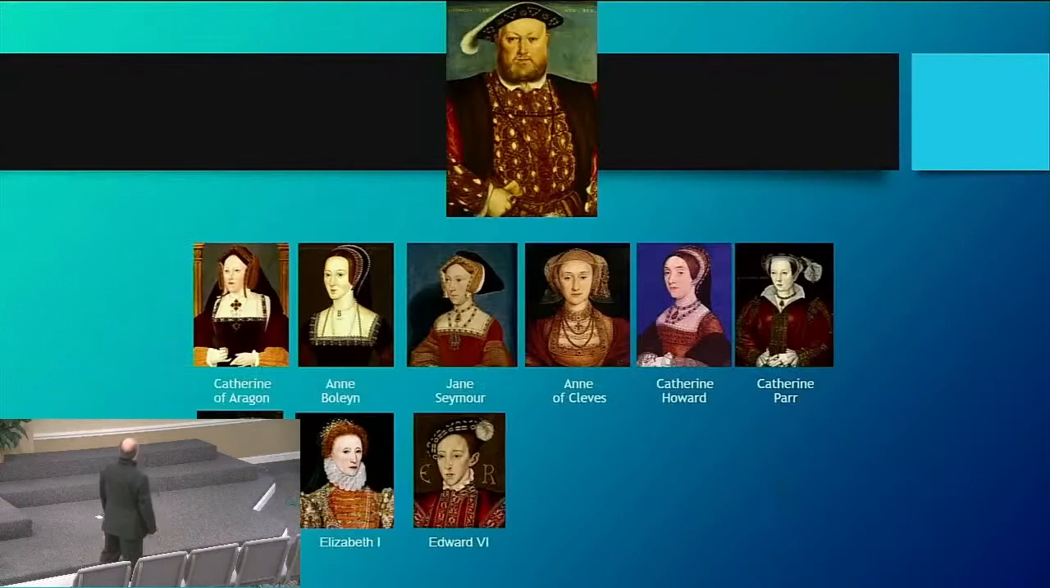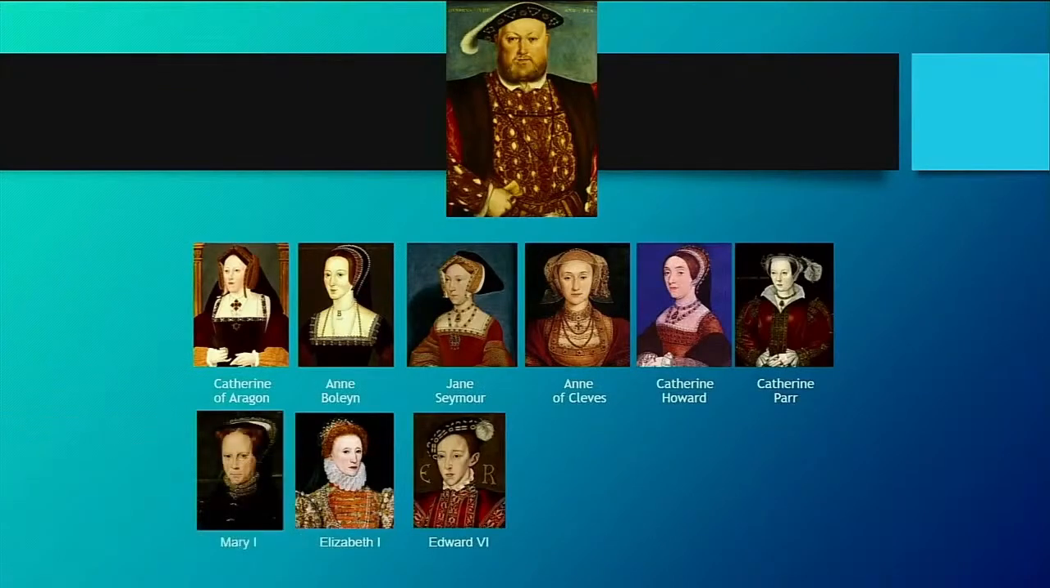Now, just so you get this straight, here's all of Henry's wives lined up in a row. And so you see that Catherine of Aragon was first. She had Mary. And Anne Boleyn gave birth to Elizabeth I. Jane Seymour gave birth to Edward VI. The rest of the wives did not have children. But just so you get that straight, because that also, by the way, will be the way that after Edward, they will follow with Mary being first and then Elizabeth being second.